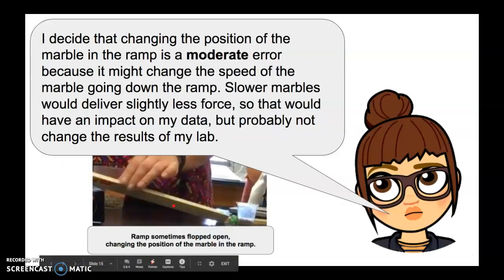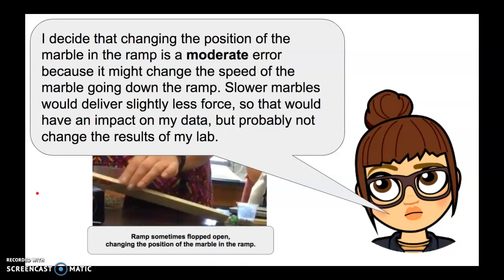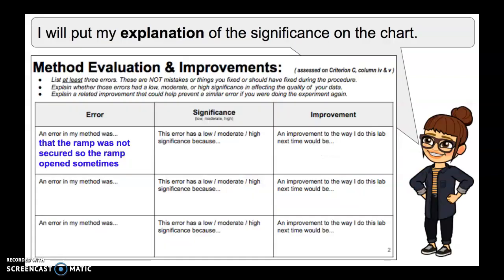So when I look at that table, I decide that changing the position of the marble in the ramp is a moderate error, because it might change the speed of the marble going down the ramp. Slower marbles would deliver slightly less force, so that would have an impact on my data, but it probably wouldn't change the results of my lab. I might have 1 or 2 trials where the data is a little bit less than what I was expecting when my ramp was working the way it was supposed to work. But overall, it's not really changing the results of my lab.